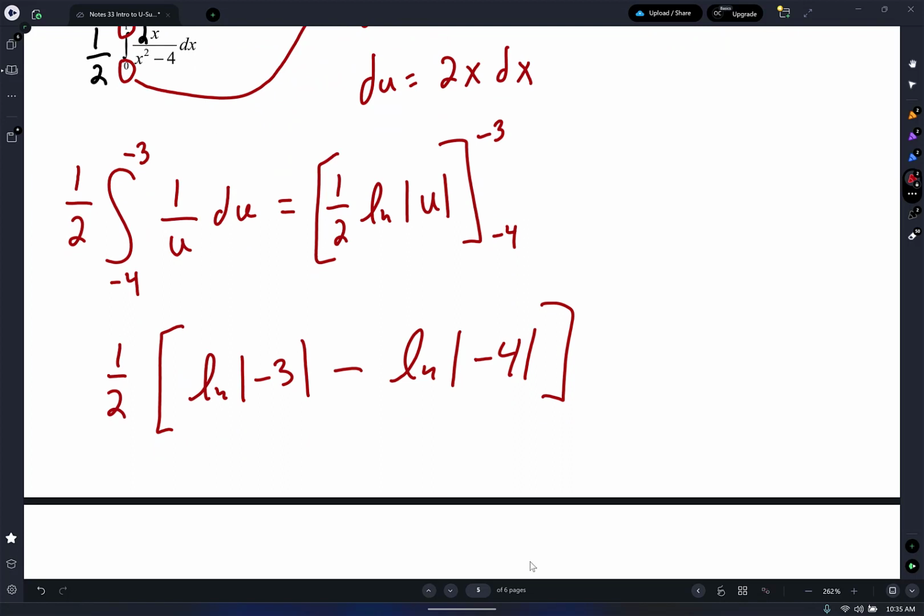Yes. One-half ln of 3 over 4. And if you want, you can move that one-half inside and call it the square root of 3 over 2, but I'm going to leave it like that. And there it is. That's my answer.